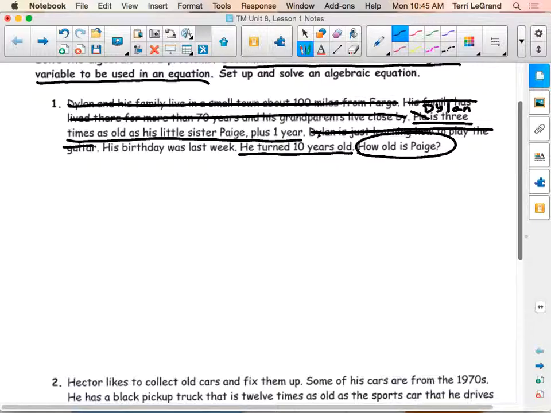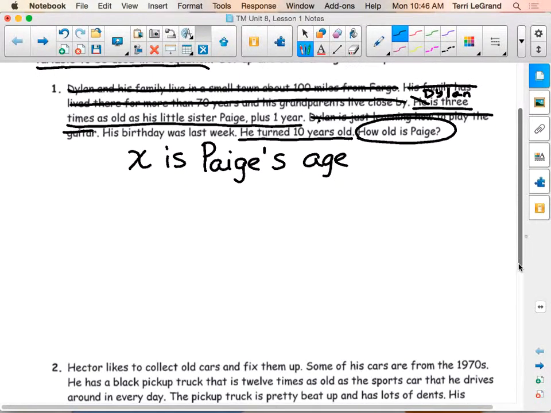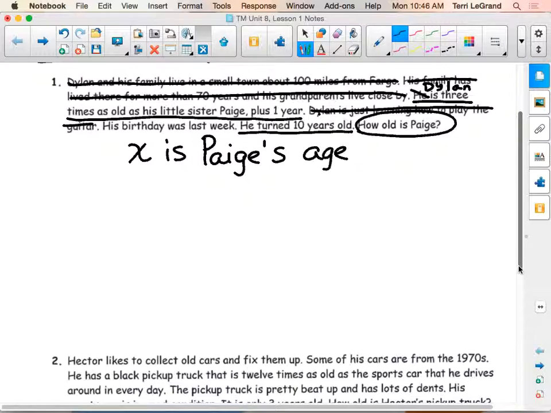Okay. Well, what's the unknown again? What is it that we're looking for? That's what we're going to assign our variable to. What are we looking for? How old is Paige? So let's call our variable x is Paige's age. So we start there. That's the part where it says how old is Paige. We circled it. That's what we need to find. That's what we're going to assign our variable to. So in fact, let's just circle that right now.